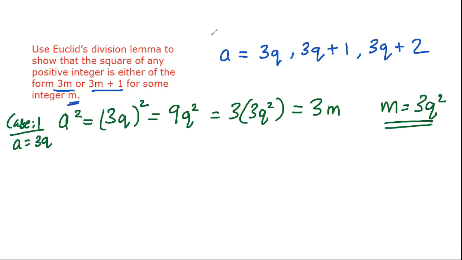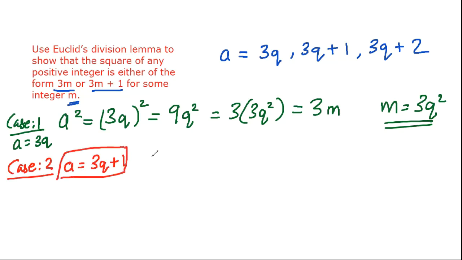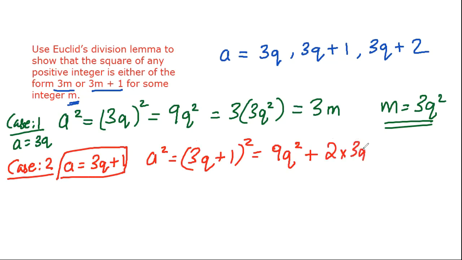Then next, second, we are considering case 2. Case 2 means a is equal to 3q plus 1. When a is equal to 3q plus 1, a square is equal to 3q plus 1 whole square. Using a plus b whole square, we can expand this. 3q whole square means 9q square, that is a square, plus 2 times ab, 2 times 3q into 1, plus b square, which is 1 square.